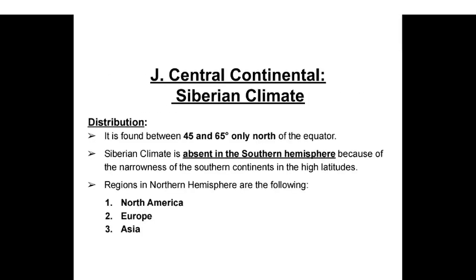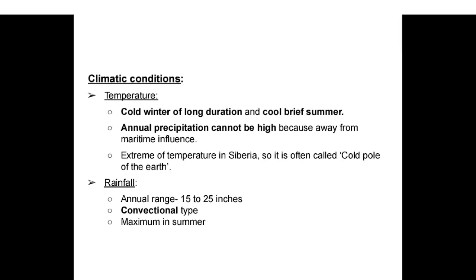Central continental Siberian climate. It is found between 45 and 65 degrees only north of the equator. The Siberian climate is absent in the Southern Hemisphere because of the narrowness of the southern continents in the high latitudes. Regions in the Northern Hemisphere are the following: North America, Europe, and Asia. Climatic conditions: temperature, cold winter of long duration and cool brief summer. Annual precipitation cannot be high because it is away from the maritime influence. Extreme of temperature is in Siberia, so it is often called the cold pole of the earth.